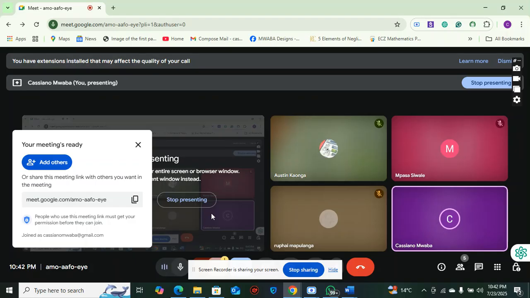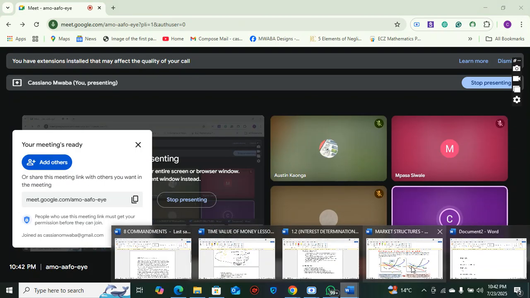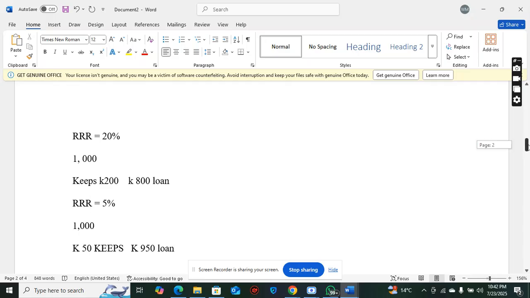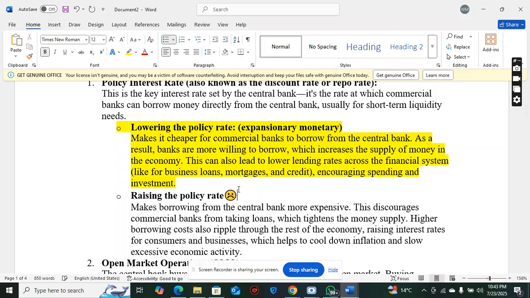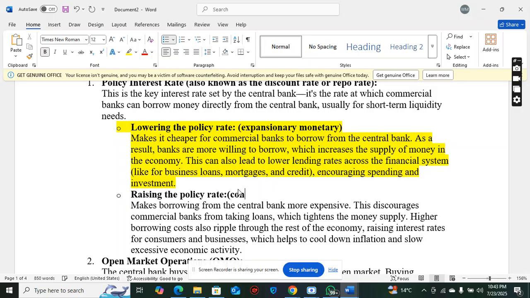Okay. So now the tools that it can use to implement high interest rates and lower money supply. First thing they can do, we go back to the tools again, the policy interest rate. The central bank will increase it, right, so that it's now more expensive for commercial banks to borrow.